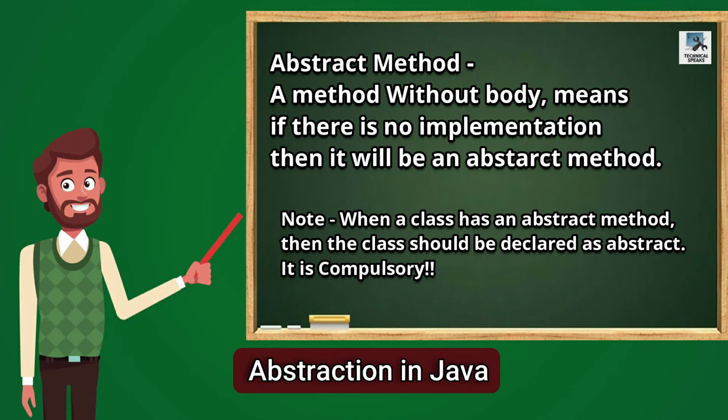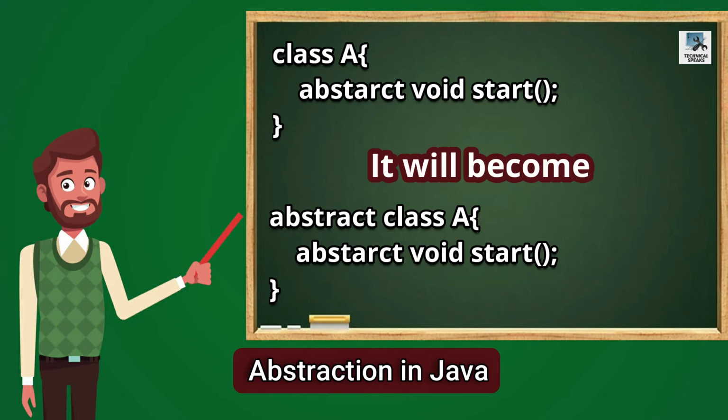A method without a body, meaning if there is no implementation, will be an abstract method. A very important thing here is, when a class has an abstract method, then the class should be declared as abstract. Like here we create a class A. Inside the class A we just create an abstract method as abstract void start.